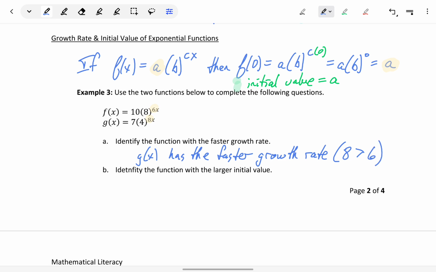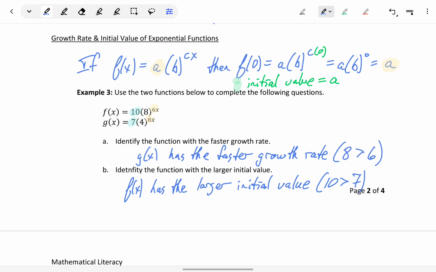Then in part B, we're asked to identify the function with the larger initial value. That's the coefficient in front of the exponential expression. So for f of x, that's 10, and for g of x, it's 7, meaning f of x has the larger initial value. Because 10 is greater than 7.